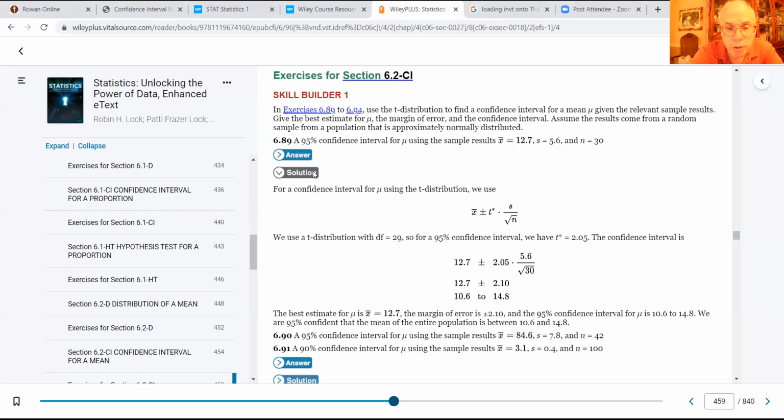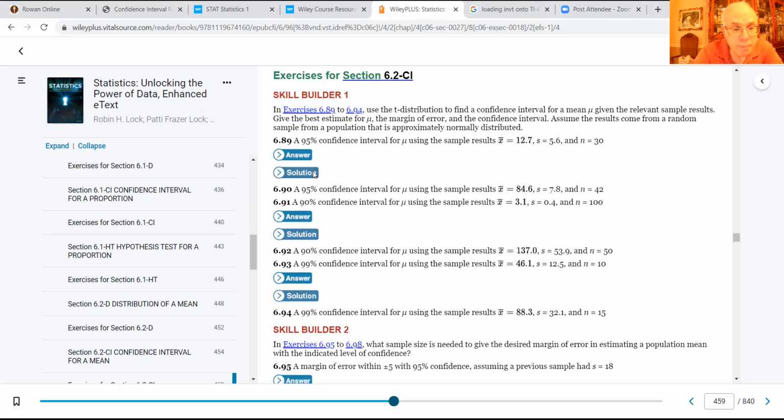There's your confidence interval. And you can say something like, I'm 95% sure that using this particular sample, the true population mean is somewhere in between 10.609 and 14.791. Okay. Easy enough? All right.